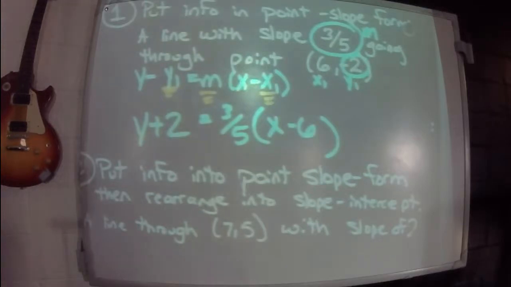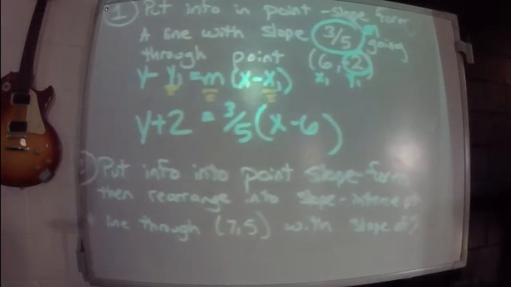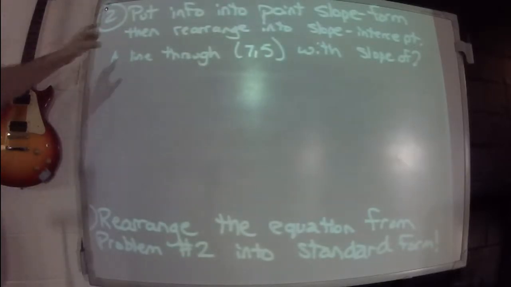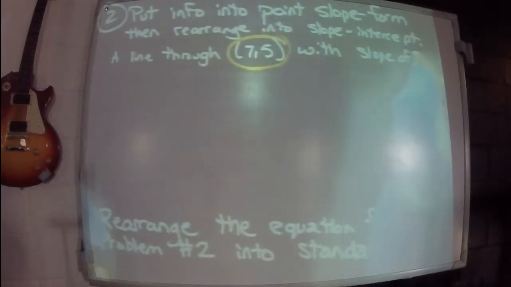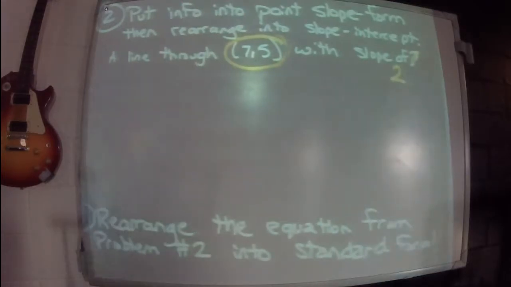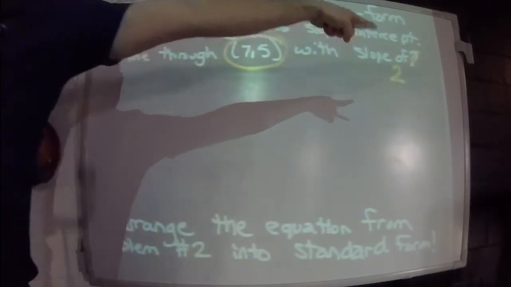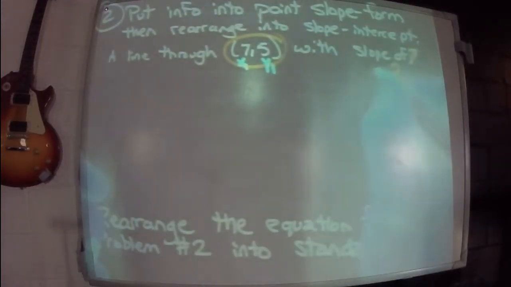Point-slope form is just a great way to start, though. A lot of times you're going to have to start with point-slope form and get it into one of the other forms. All right, this one says put the information into slope-intercept form. So here's what you've got. I want a line that goes through 7, 5 and has a slope of 2. So label this: x1, y1, and m.